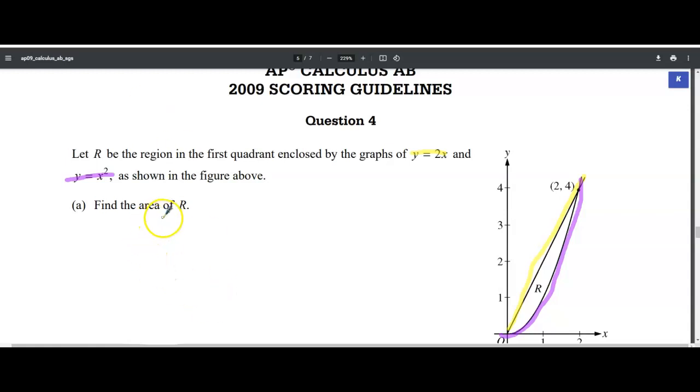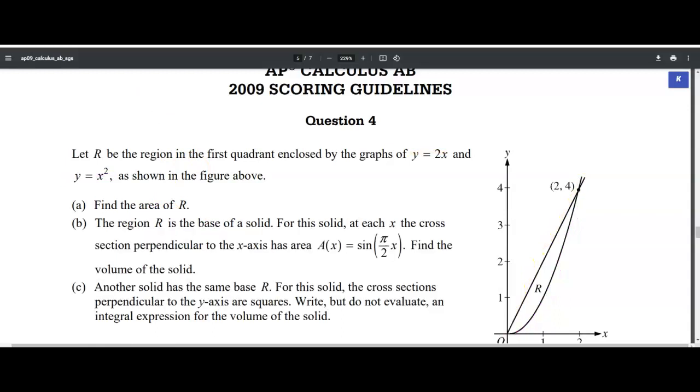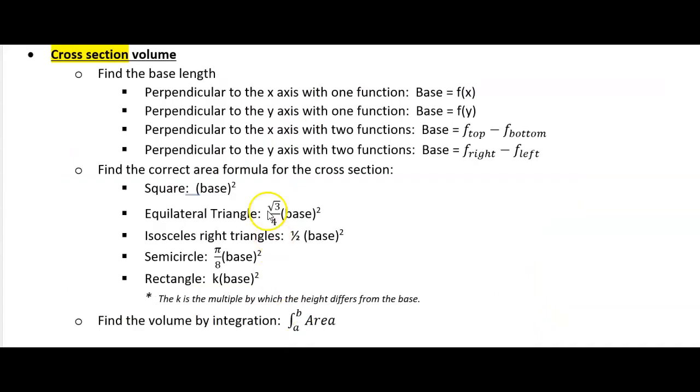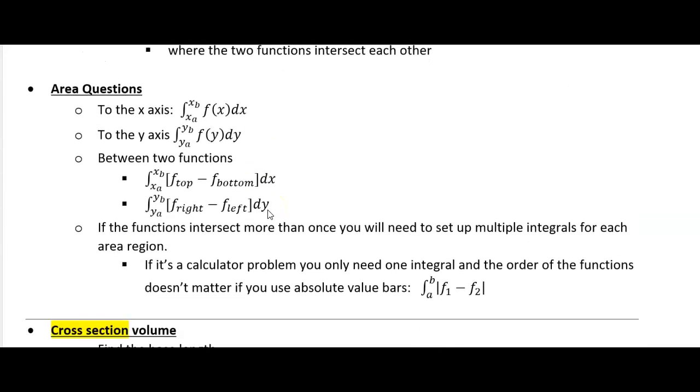It says find the area of R. So let's go ahead and take a look at our reference sheet here for this. This is an area question. So now, am I finding the area between one curve and the x-axis? No. Am I finding the area from one curve to the y-axis? No, I don't think we're doing that either. Are we finding the area between two curves? Yes, we are. Now, are we doing this with respect to x or with respect to y?